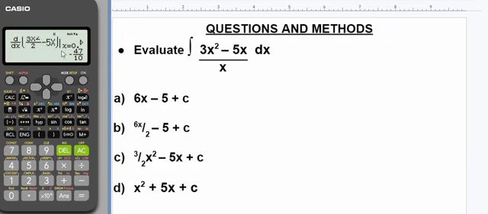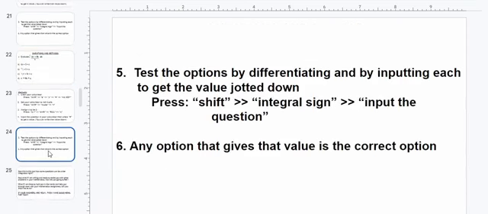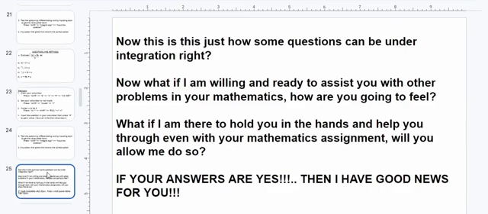So like I said, all integration questions can be solved using the what? Casio FS 991 ES Plus calculator. Alright, so that is just it. So okay, the last step here was what? Any option that gives the answer was correct. Very good, as easy as it can be. Now this is just how you solve some questions under integration, right? This is how you solve it.